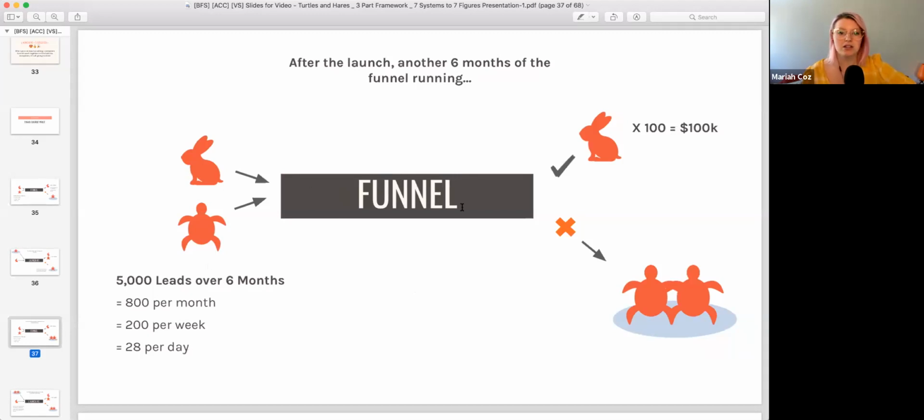People are opting in, they're going through, the hares are buying during the funnel. So in the next 6 months, you bring in another 100 sales, which is about 17 per month. You're going to want to remember that. But then there's more turtles who don't buy. And this warm turtle pond is getting bigger and bigger, right?